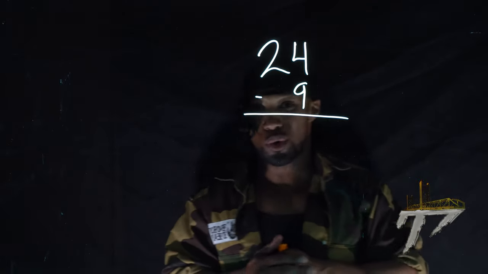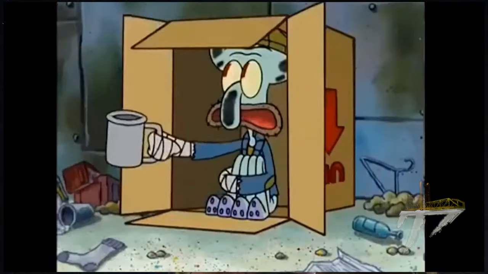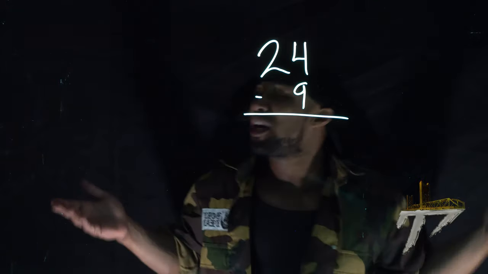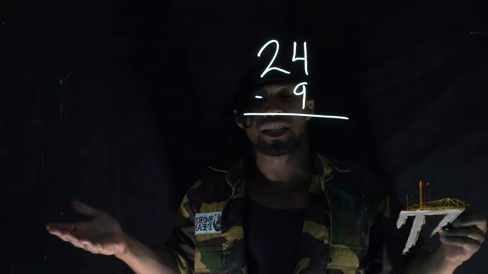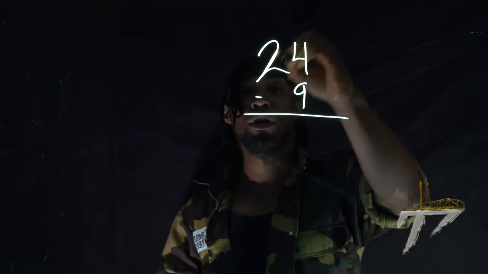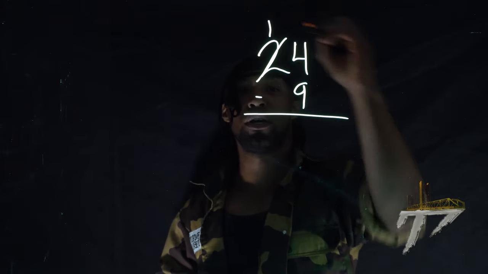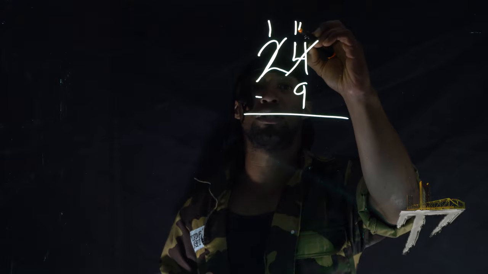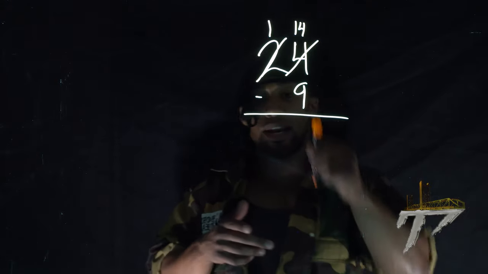4 go over to the 2, and he's like, fair change. And the 2 like, God, man, why you ain't never got no money? Why you ain't never got shit? But he's cool, he give him some anyway, right? So the 2 turn into a 1, right? And the 4 is no longer a 4, it turns into a 14.